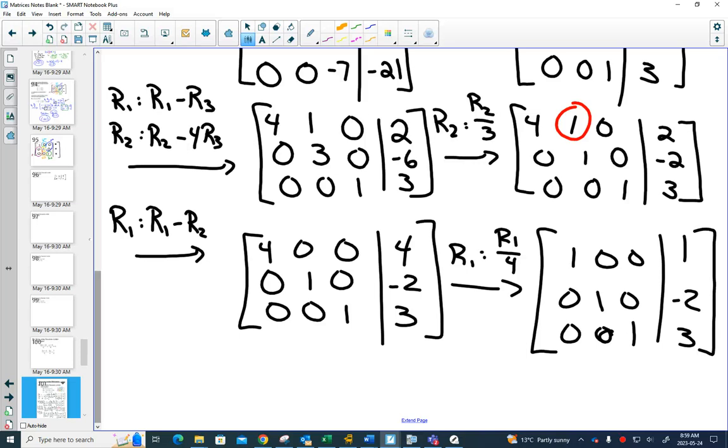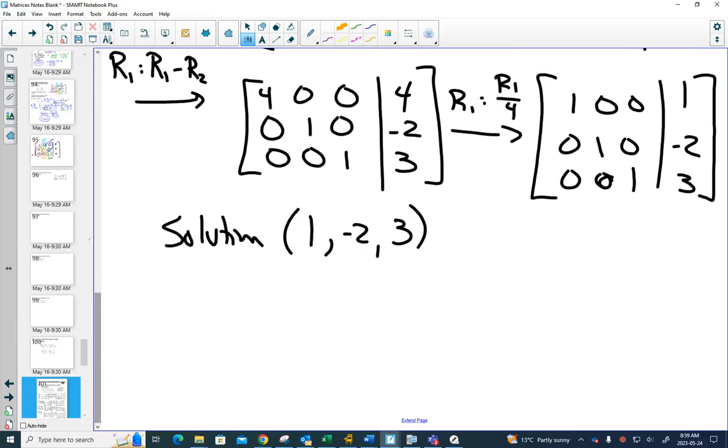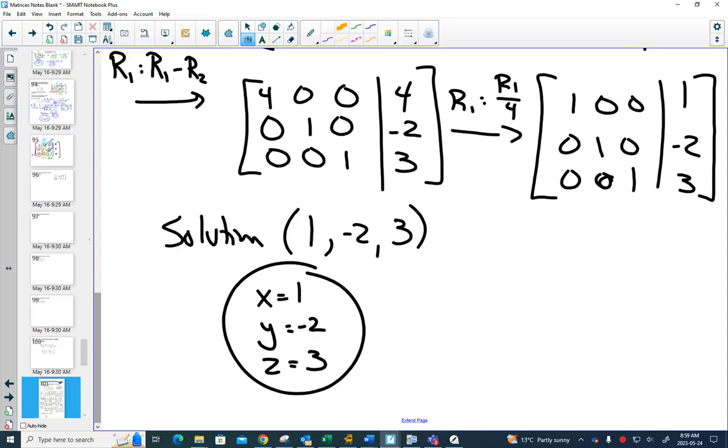Awesome. See? Solving this as easy as 1, 2, 3. And that is our solution. So our solution, the x is 1, the y is negative 2, the z is 3. You can write it as a coordinate like that. You might also like to write it with the actual values.